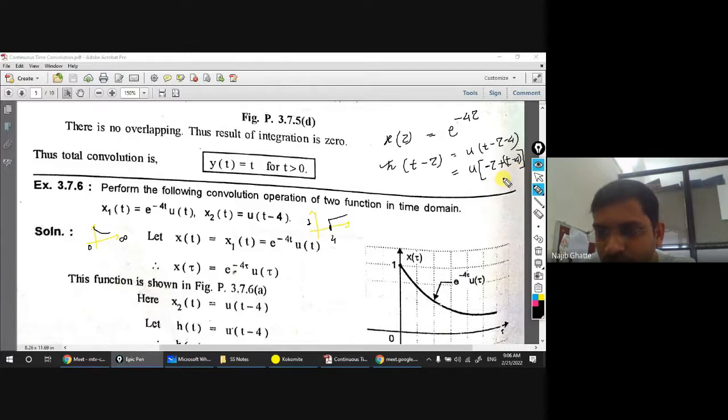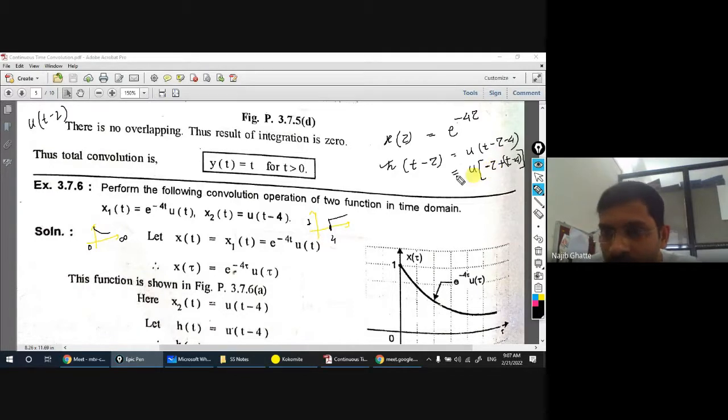Because now x has changed its variable from t to tau, and h has also changed its variable from t to tau. In order to write the standard form, for example if I want to write a shift, I write u of t minus 2, where t is the variable. Now my variable is not t, my variable is tau. So in order to write it, I write minus tau plus t minus 4. Have you understood this, sir?